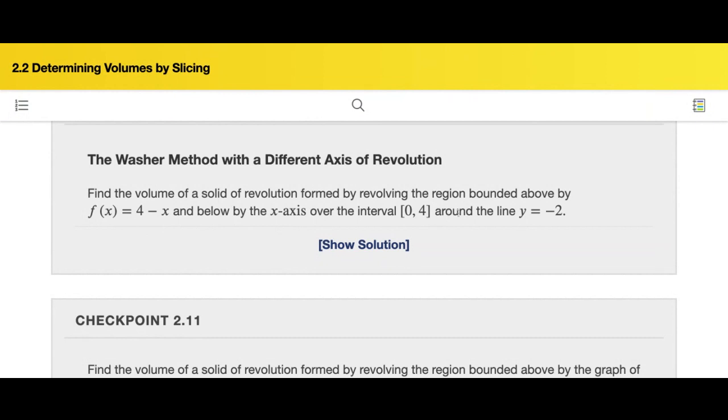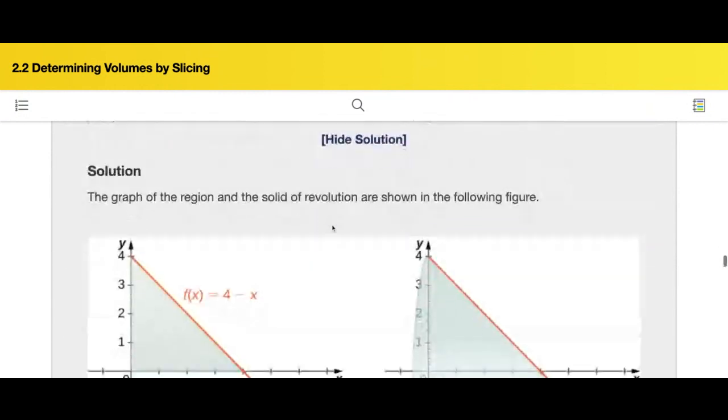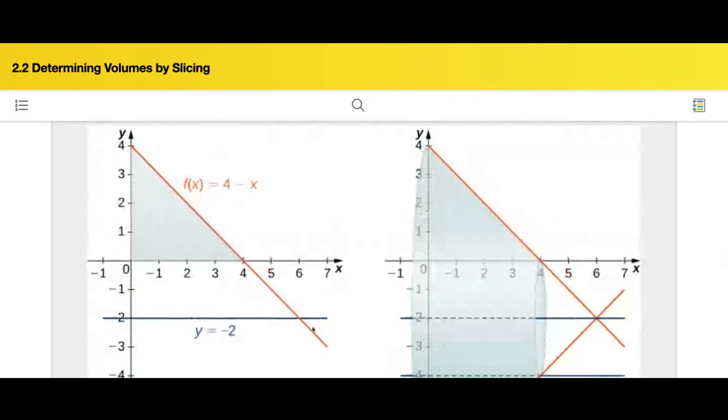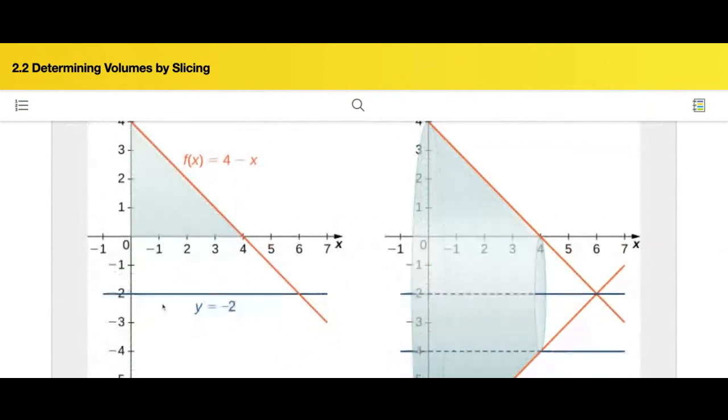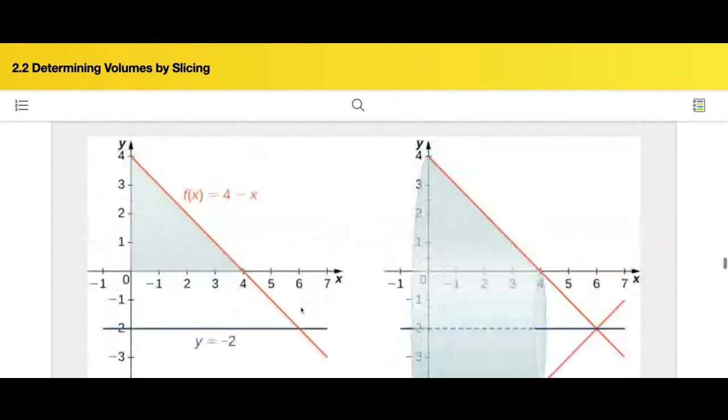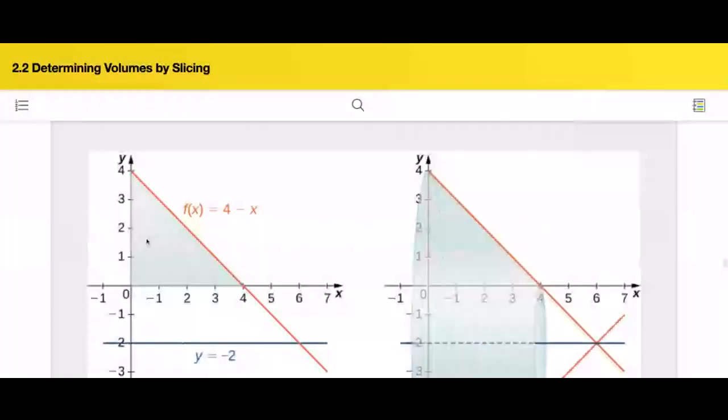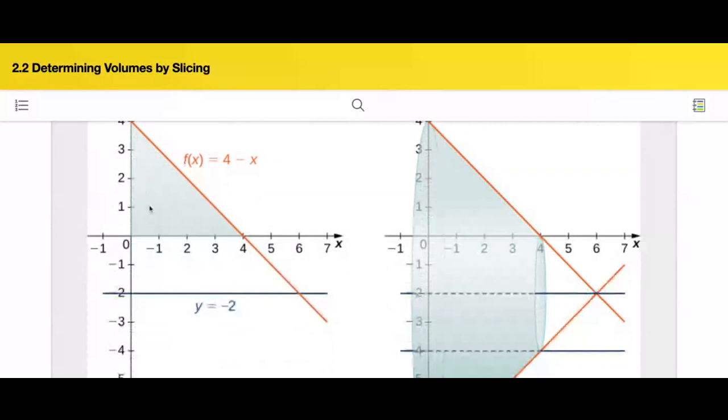Now it's around the line y equals -2. It's not rotating over the x-axis or the y-axis anymore. This is rotating about a line, y equals -2, which is parallel to the x-axis. The radius is still the function value, but we need to subtract the hollow volume. 4 minus x is this line, and y equals -2 is the blue line. The region above the x-axis and below f of x from 0 to 4 is this shaded isosceles triangle. Now we want to rotate this piece over y equals -2.